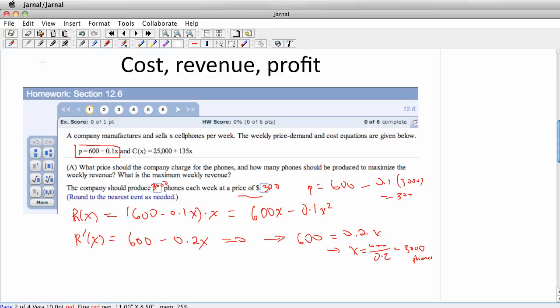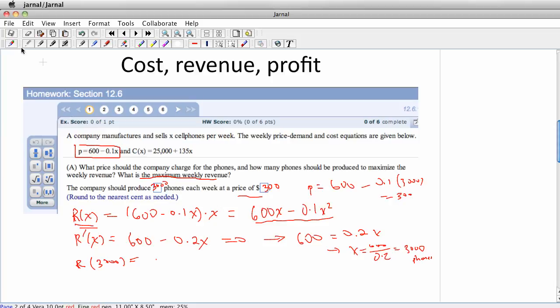The second part of the problem would be to try to maximize the profit. They do ask here, what is the maximum weekly revenue? We haven't answered that yet because this is weekly revenue. So if I want to know what that maximum weekly revenue is, I need to know how much revenue I expect from selling 3,000. When x is 3,000, what's the revenue? That's putting 3,000 in for x into this. I'll let you figure that out. That's got a lot of zeros on it.